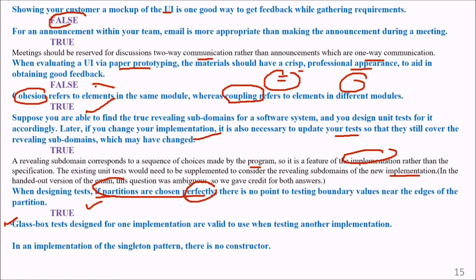Glass box, white box, or structural testing. Glass box tests designed for one implementation are valid to use when testing another implementation. This is true. In an implementation of the singleton pattern, there is no constructor. False. There is a constructor, but it is private.